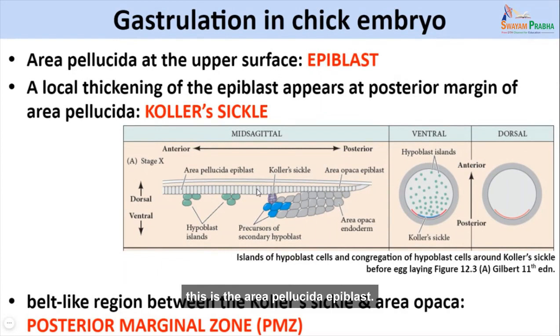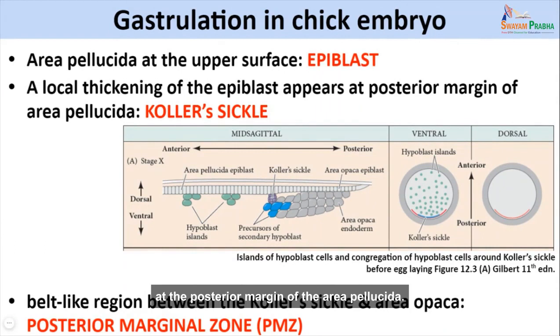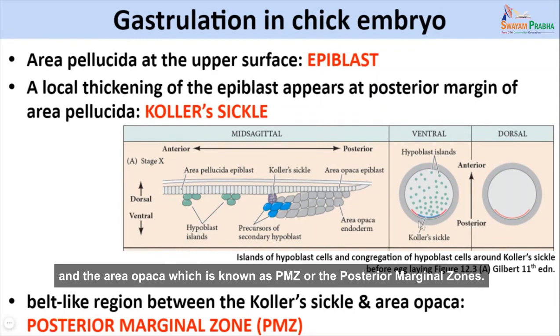A local thickening of the epiblast appears at the posterior margin of the area pellucida, as we see in this diagram from the ventral region of the growing blastodisc, which is known as Koller's sickle, shown blue here. This Koller's sickle is present in the form of a thickening at the posterior margin of the area pellucida. Also, a belt-like region appears between the Koller's sickle and the area opaca, which is known as PMZ, or the posterior marginal zone.